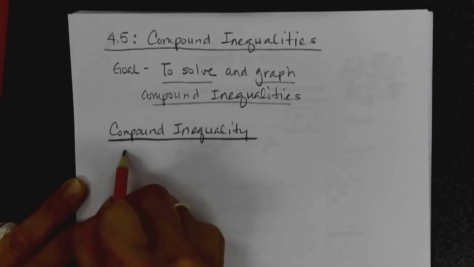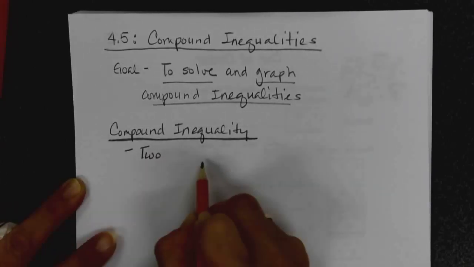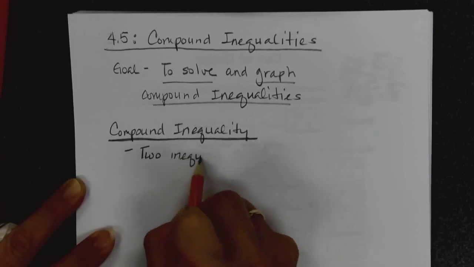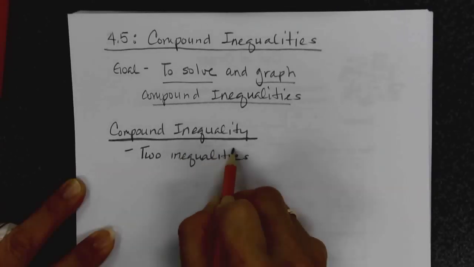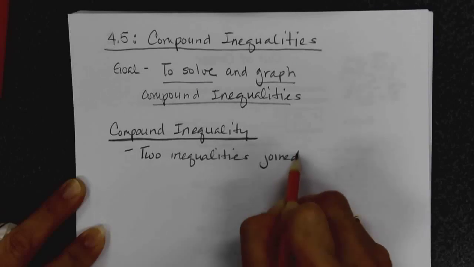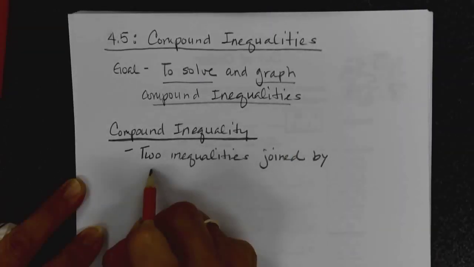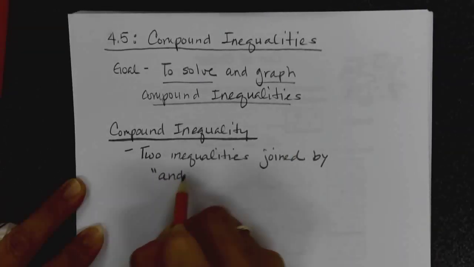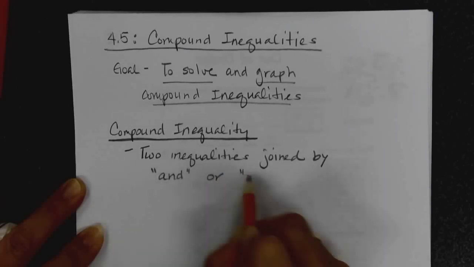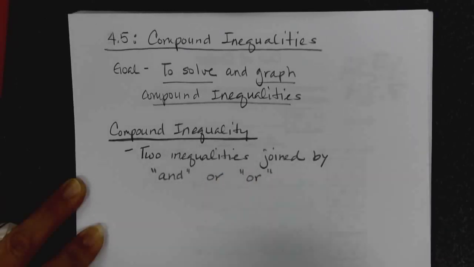All right, I'll tell you. Ready? It is two inequalities joined by and or or. Okay? And it is two graphed on one number line. So those are the two types: an and compound inequality and an or compound inequality.